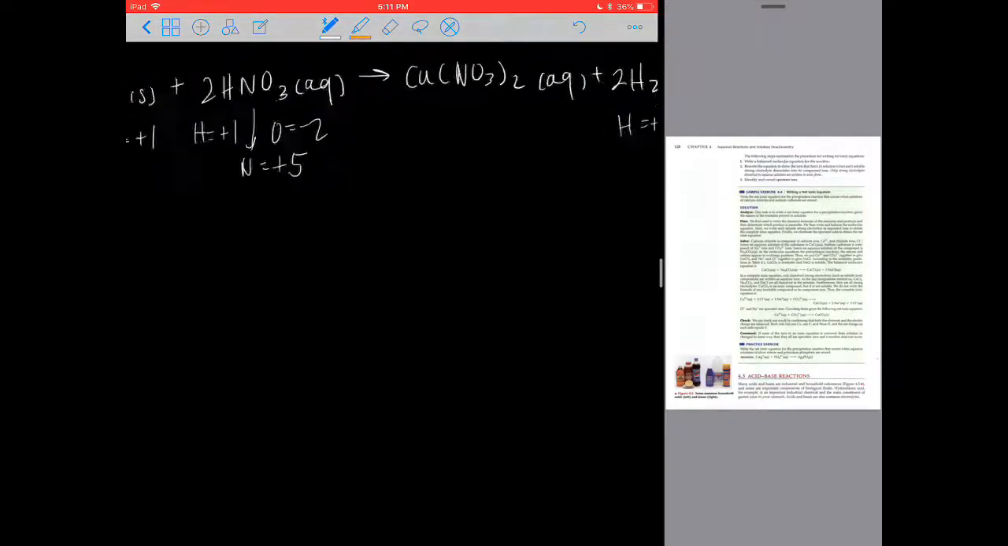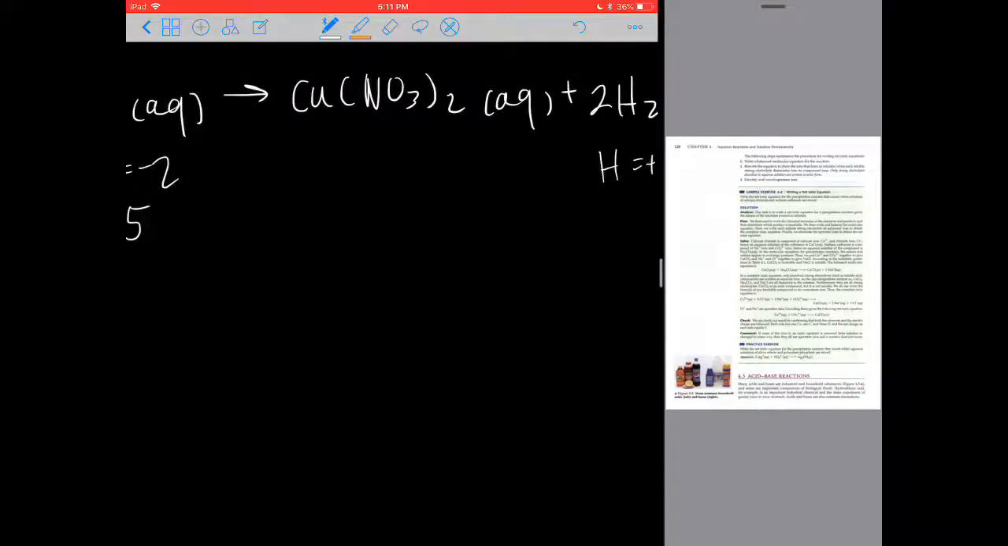But -2 times 3 is -6, times 2 is -12. Then we have our Cu, which we can assume is just +2, which leaves us with 10 left. We have two nitrogens left. So I'm just going to divide that 10 by 2 and get 5, but I'm going to go into the other product, which is H2O, which is pretty self-explanatory, and redo it.